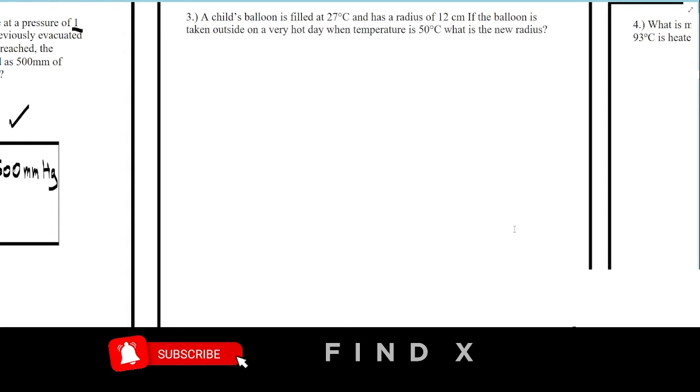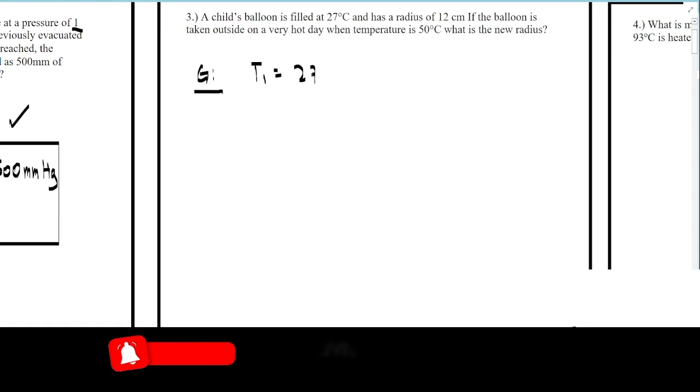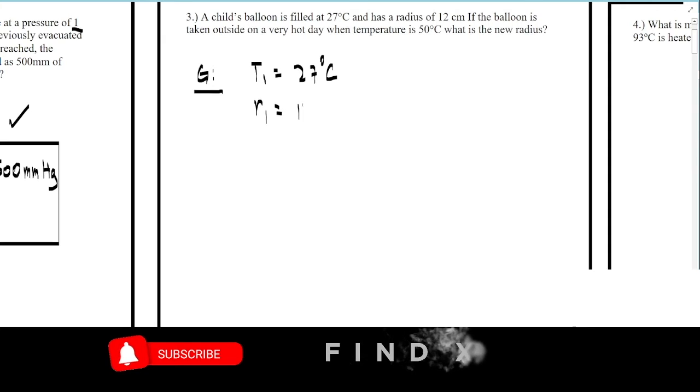Okay, so let's have the third one. A child's balloon is filled at 27 degrees and has a radius of 12 centimeters. If the balloon is taken outside on a very hot day, when the temperature is 50 degrees Celsius, what is the new radius? Okay, so of course, first off, let's write down all the givens that we have. So we have T1 is equal to 27 Celsius, and we have R1, the radius, which is 12 centimeters.